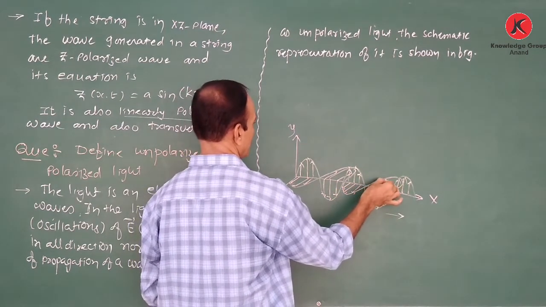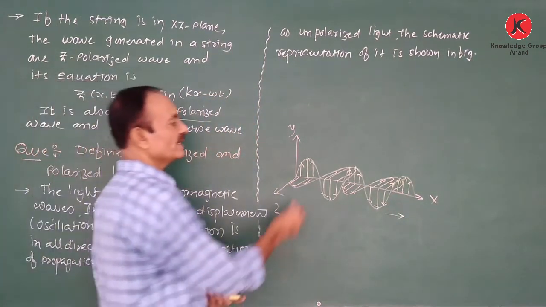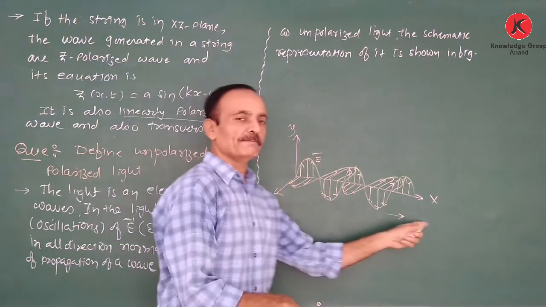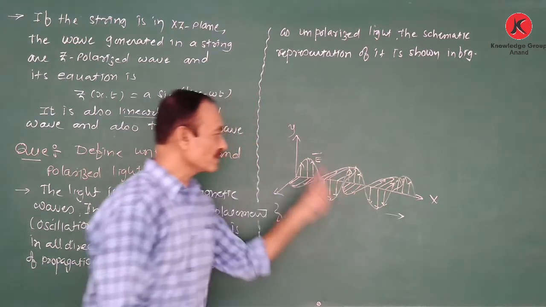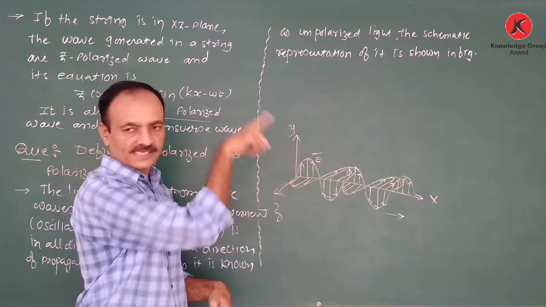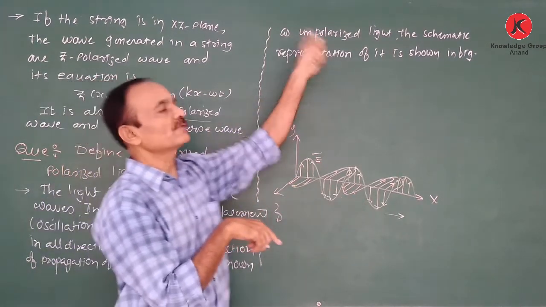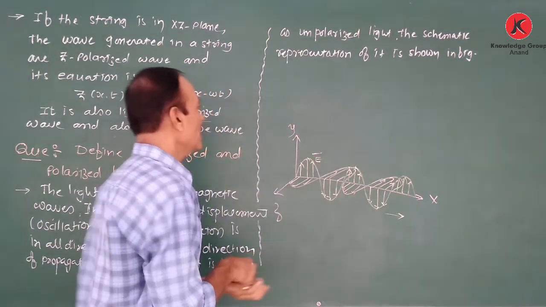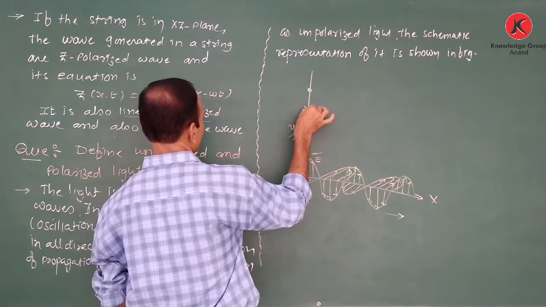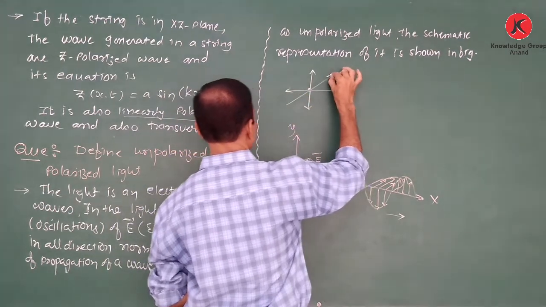Therefore, the electric field and magnetic field are both perpendicular to each other. Here we are discussing only the electric field vector oscillating along the Y direction, perpendicular to X. It is not fixed along the Y direction. It can be in any direction, this way, this way, this way. So it is perpendicular to the direction of propagation of the wave. Therefore, it is known as unpolarized light. And schematically, symbolically, it is shown this way: the electric field vector oscillates in all directions.